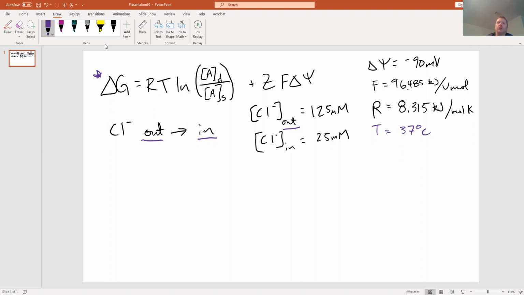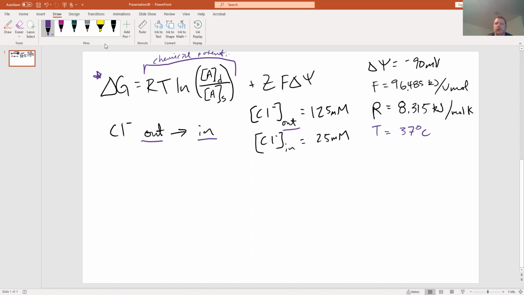Now, this equation quite simply can be broken down into two different parts. The first part is a chemical potential. The second part is an electrical potential. Hence, this is an electrochemical potential calculation. Now, your delta G is the free energy of this reaction.